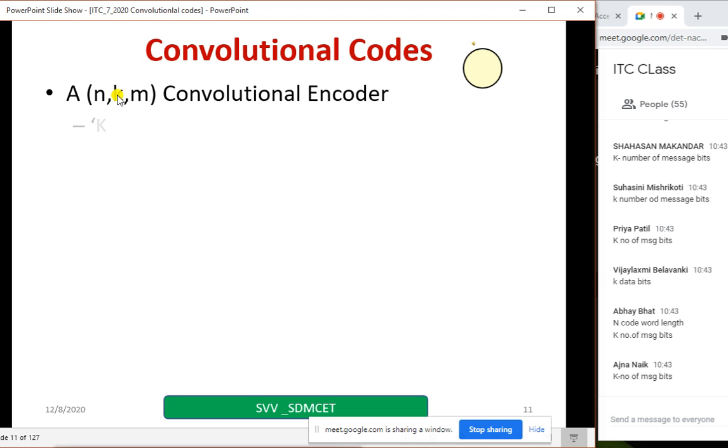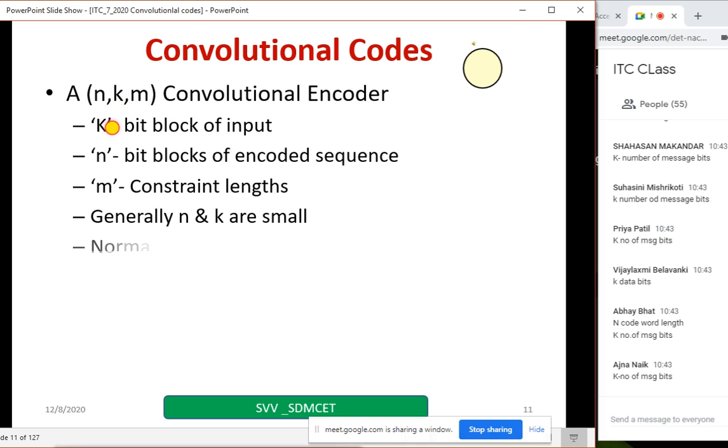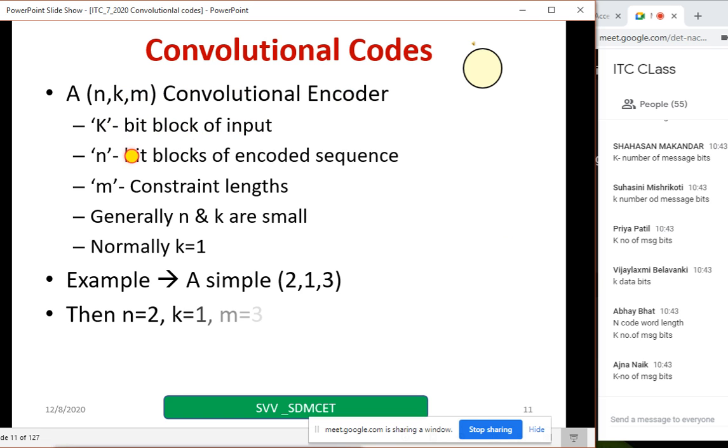N, K, M convolutional encoder. Remember, instead of only N, K, we now write N, K, M. K is the same, the number of bits in a block of input, and N is the number of bits in a block of the encoded sequence. One extra is there. What is that? It is M. M is the constraint length. What is the constraint length? With an example, we are going to discuss in detail later.